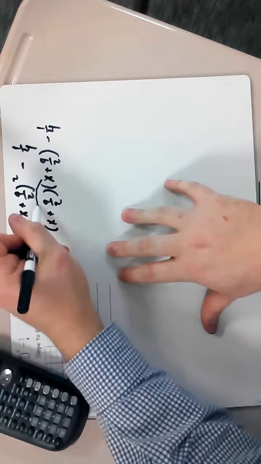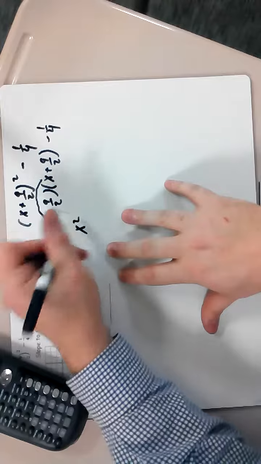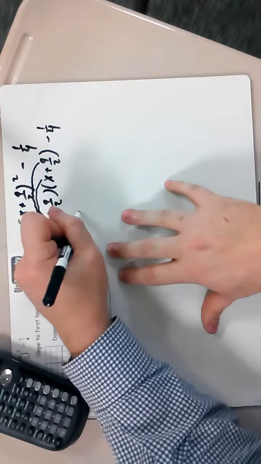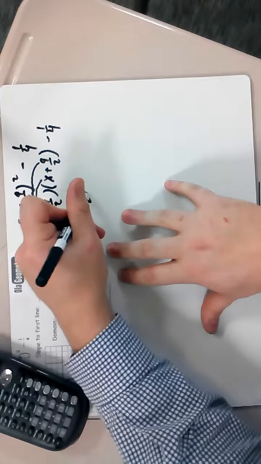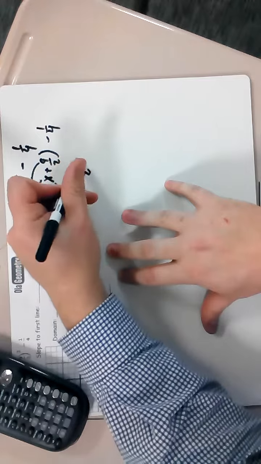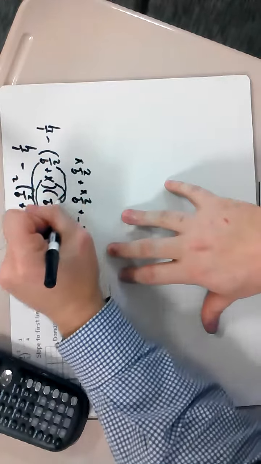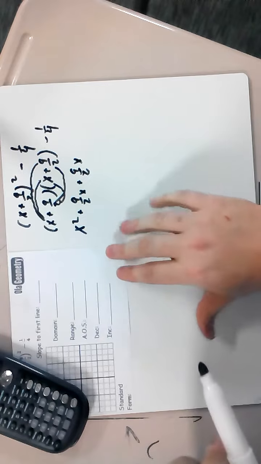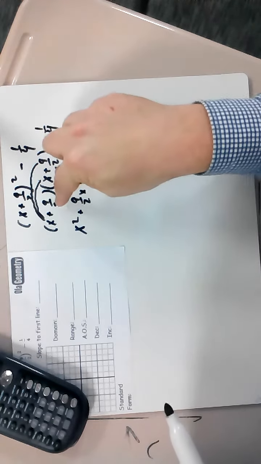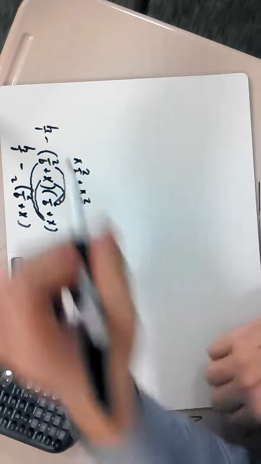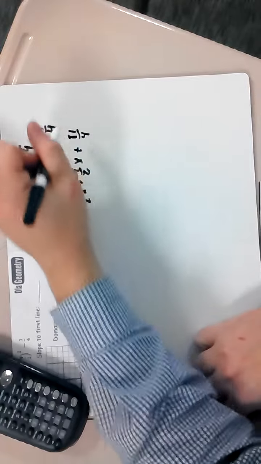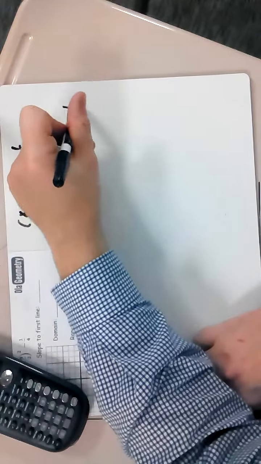All right, x times x is x squared. X times 9 over 2 is 9 over 2 x. X times 9 over 2 is 9 over 2 x. Then 9 over 2 times 9 over 2. Well, remember, fractions multiply across. So the numerator multiplies the numerator and the denominator multiplies the denominator. So that is positive 81 over 4 minus 1 over 4.